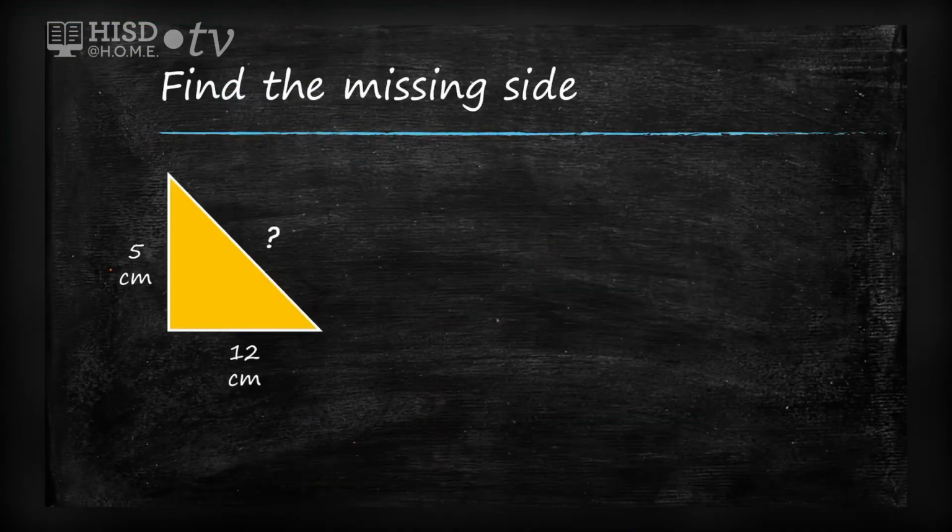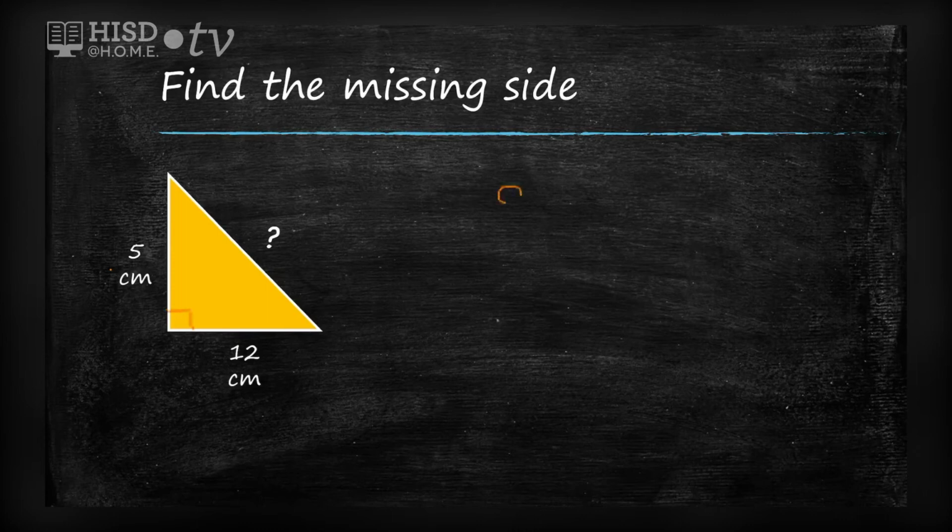So let's put in practice what we just learned. And we have this right triangle that the 90 degrees is right here. So that means that the two sides that they're giving me are leg A and leg B.